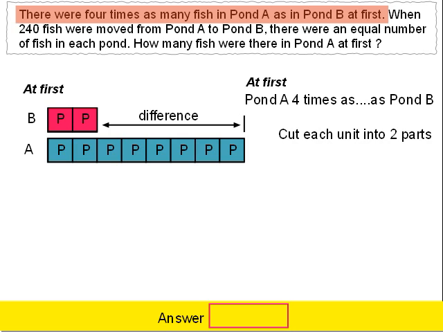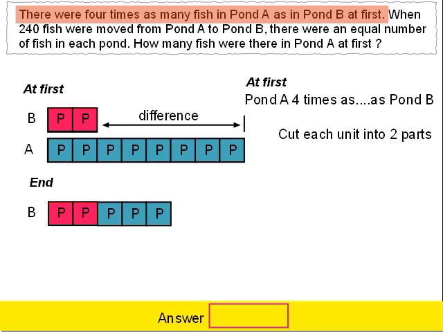Alright? So now the difference becomes an even number, which is 1, 2, 3, 4, 5, 6. 6 can be divided by 2. When 6 is divided by 2, you will get 3. That means to say, in order to have pond A and pond B having the same number of parts now, we've got to transfer 3 parts from A to B. Alright? So when we transfer 3 parts from A to B, B would have 5 parts, and A would have also 5 parts.